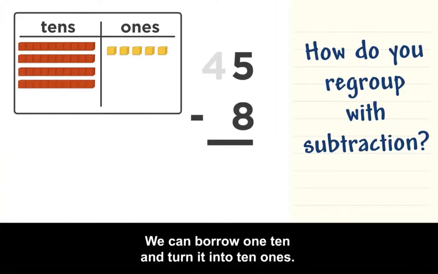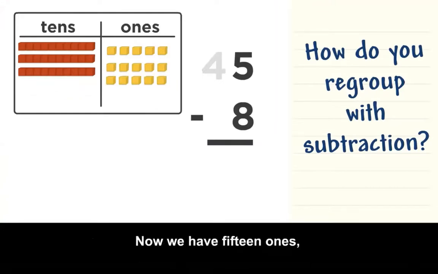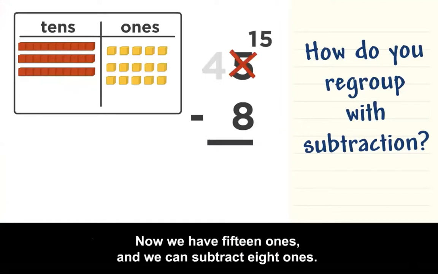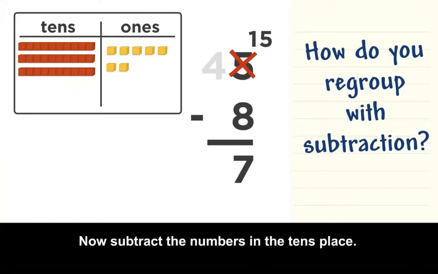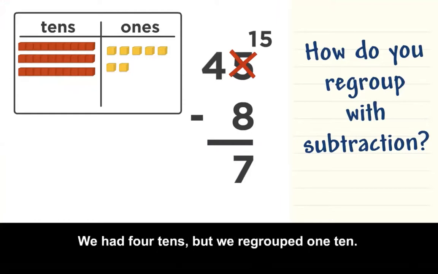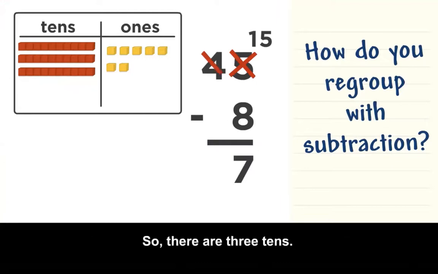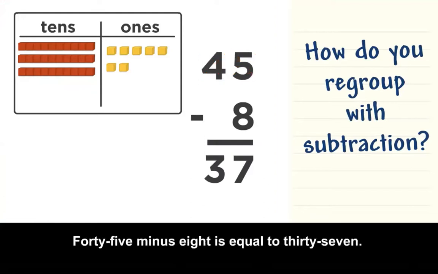We can borrow one 10 and turn it into 10 ones. Now we have 15 ones and we can subtract 8 ones. That's equal to 7. Now subtract the numbers in the tens place. We had 4 tens, but we regrouped one 10. So there are 3 tens. 45 minus 8 is equal to 37.